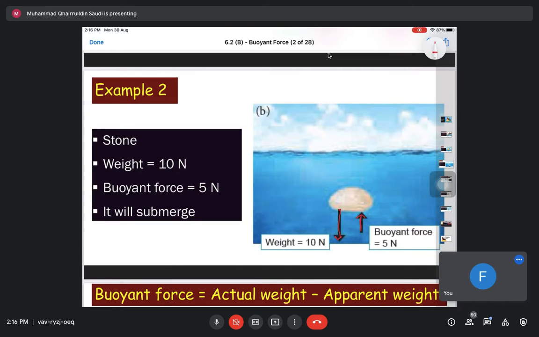Take a look at the arrow. If the arrow is longer, meaning that the force is bigger. If the arrow is shorter, then the force is smaller. If the arrow is the same length, meaning the force is the same, the magnitude of the force is the same. Boleh faham?